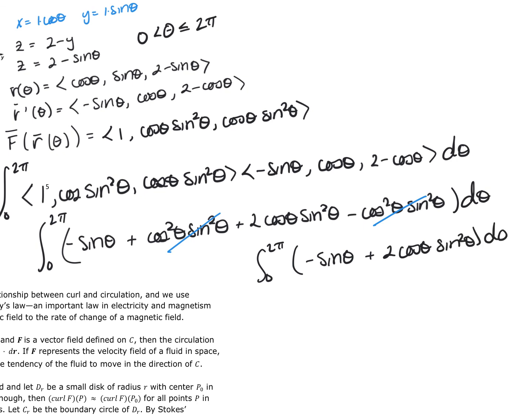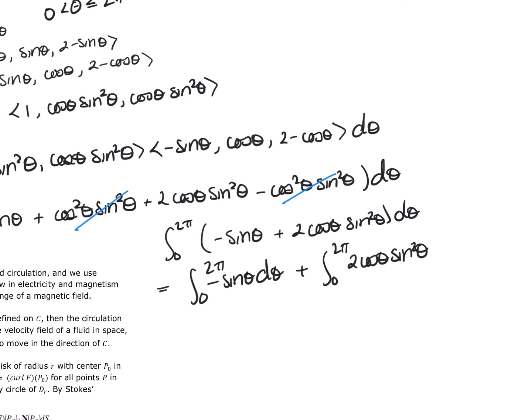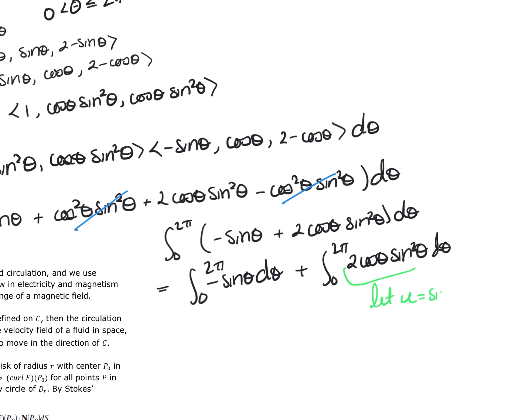d theta, which I can rewrite as the integral from 0 to 2 pi of negative sine theta d theta, plus the integral from 0 to 2 pi of 2 the cosine theta, the sine squared theta d theta. And again, nice u-sub here: let u equal the sine theta, and then you have some nice u substitutions. When you get done with this, again, this really isn't that bad. My final answer for a whole lot of work is 0.